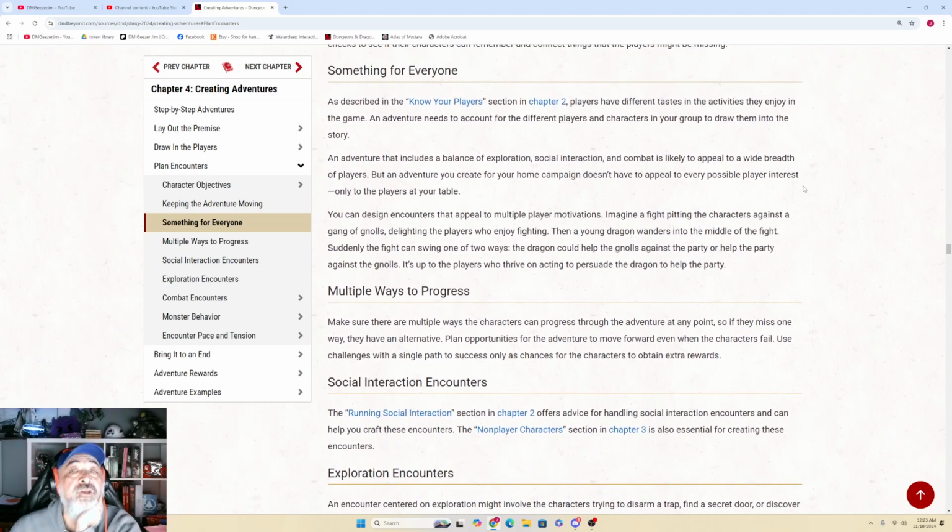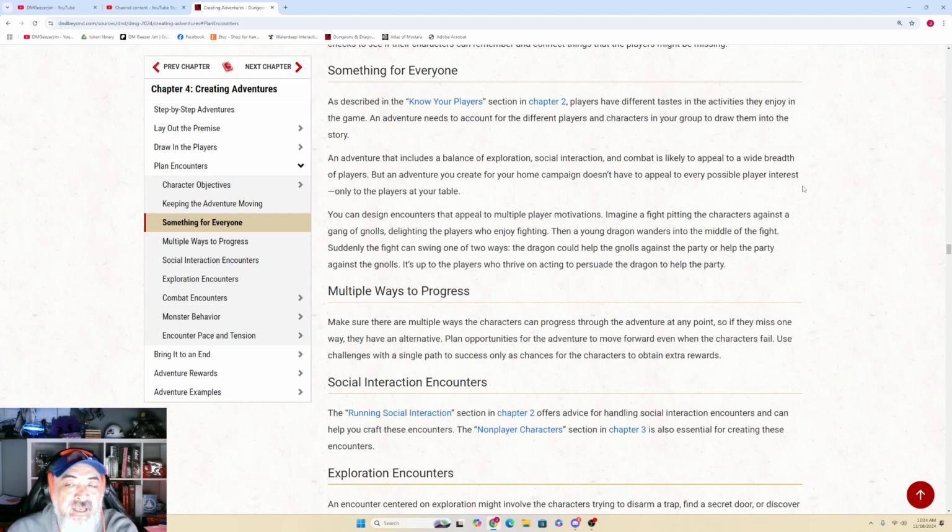As described in the Know Your Players section in Chapter 2, players have different tastes in the activities they enjoy in the game. An adventure needs to account for the different players and characters in your group to draw them into the story. An adventure that includes a balance of exploration, social interaction, and combat is likely to appeal to a wide breadth of players. But an adventure you create for your home campaign doesn't have to appeal to every possible player interest, only the players at your table. You can design encounters that appeal to multiple player motivations.